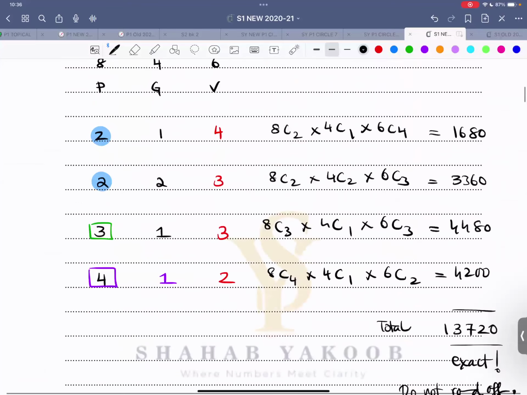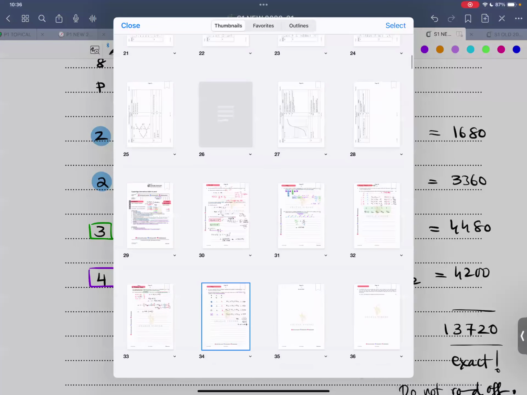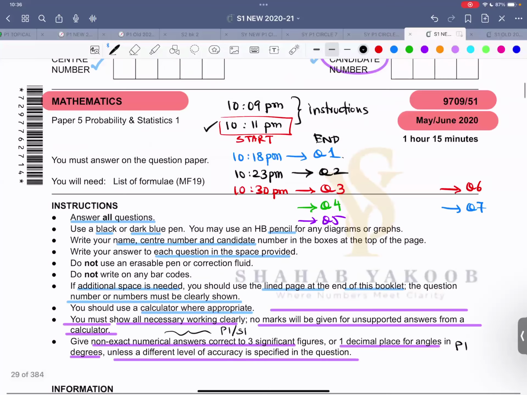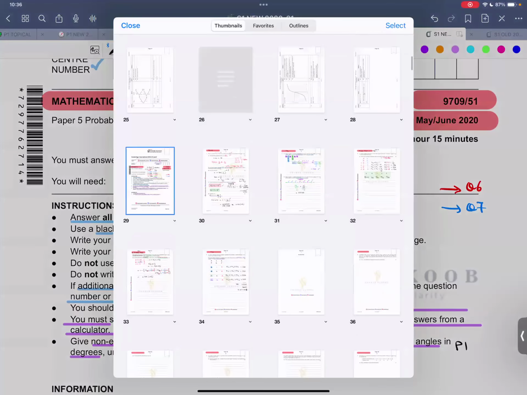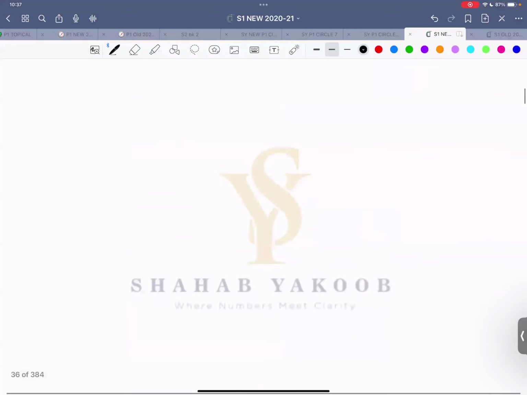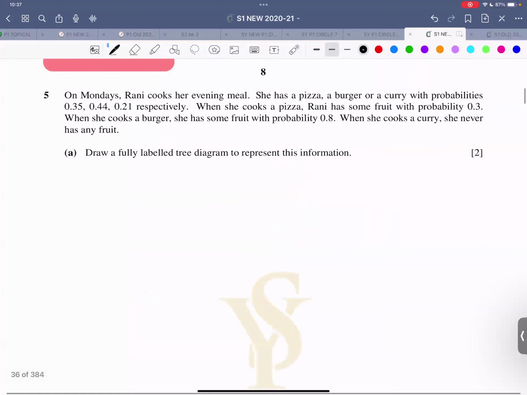Then there is a blank page. So now let me scroll up all the way. And question 4 is done at 10:36 p.m. So now 4 questions are done. Now, after the blank page, we have question number 5. And what is this question number 5 all about?